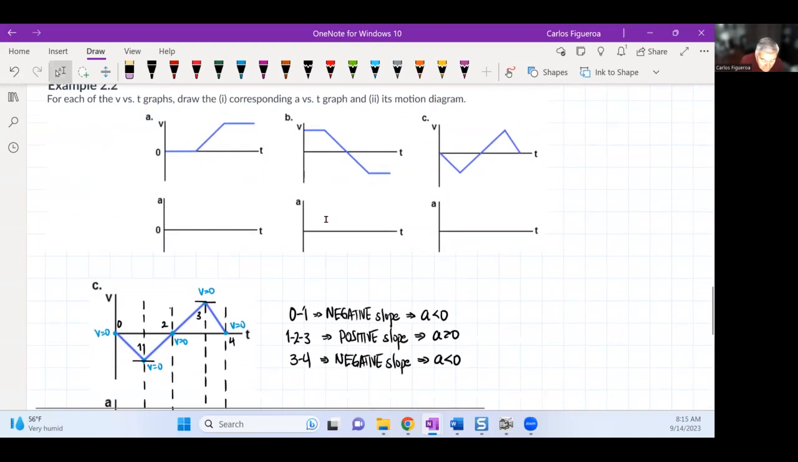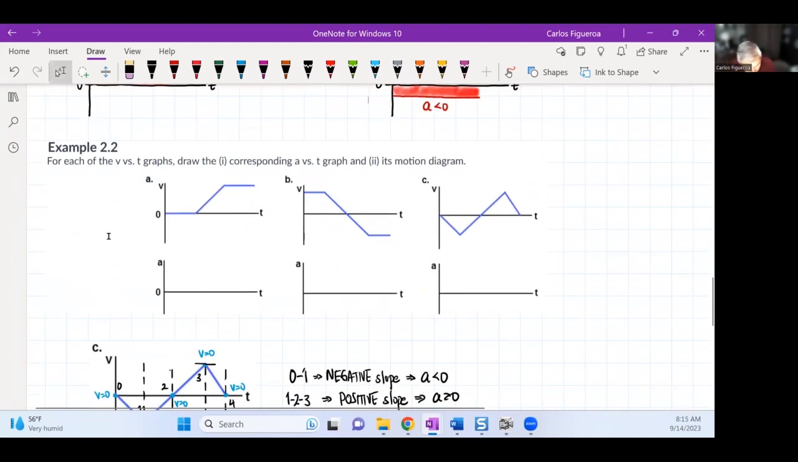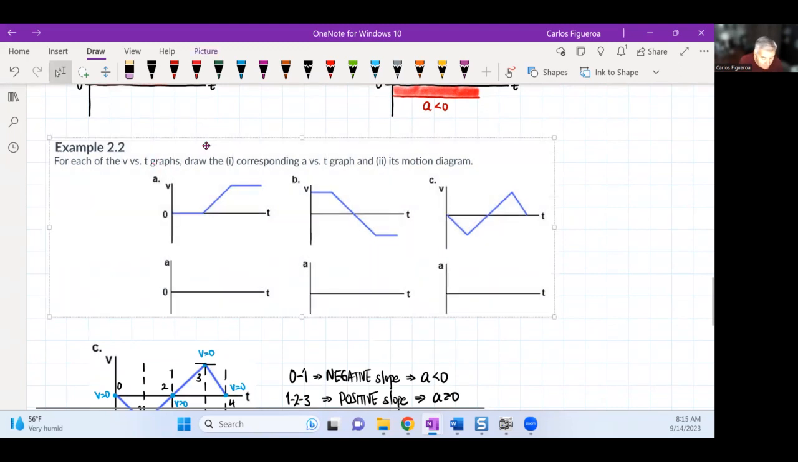Okay, this is a fairly long review, but acceleration is a real issue for a lot of people. There's a lot of people that mix up acceleration and velocity, especially when we get to problem solving. And this is something that I see on the quizzes. So now we were finishing up example 2.2, and we were on part C, and we were drawing the corresponding acceleration versus time graph and its motion diagram.